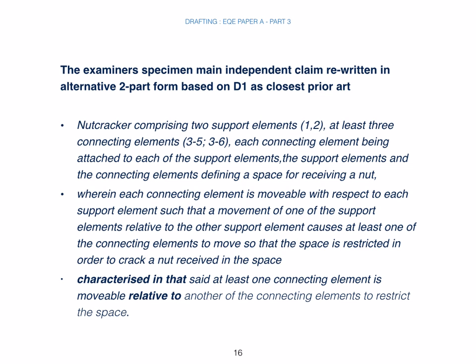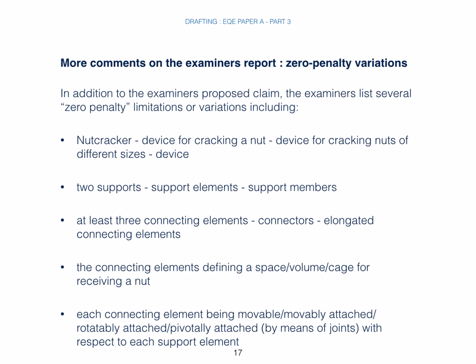Now we're going to have a look at some zero penalty variations in relation to the examiner's specimen claim. Zero penalty variations means that if you write a claim with these variations, you will not lose any mark. You will get theoretically 50 marks if everything else is shipshape. So they begin by saying you can call it a nutcracker, or a device for cracking a nut, or a device for cracking nuts of different sizes, or you could just call it a device, and whichever wording you choose would not lose you any marks.